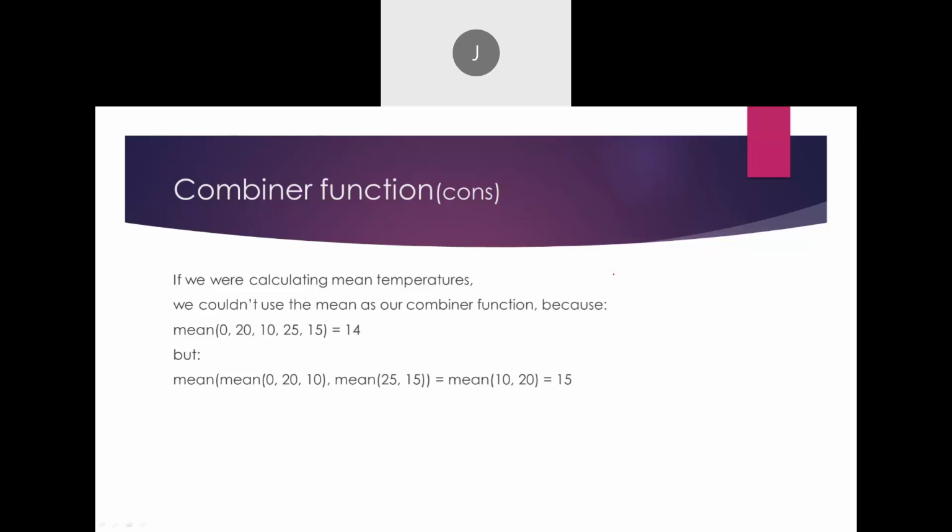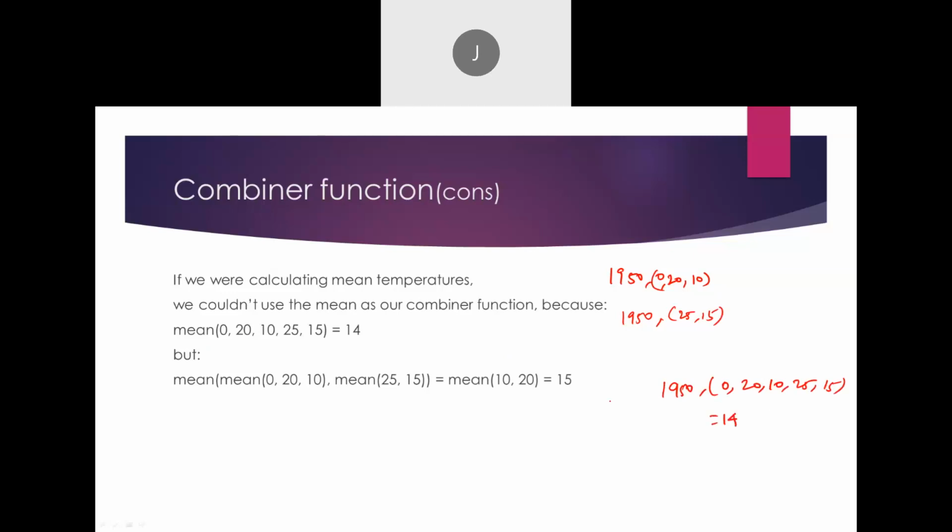Why? Because we have taken the 1950 year temperatures in one set as 0, 20 and 10, and in another list, from another map task, as 25 and 15. See, that's what they are saying. If you are going to apply the mean for 0, 20, the whole set will be different.